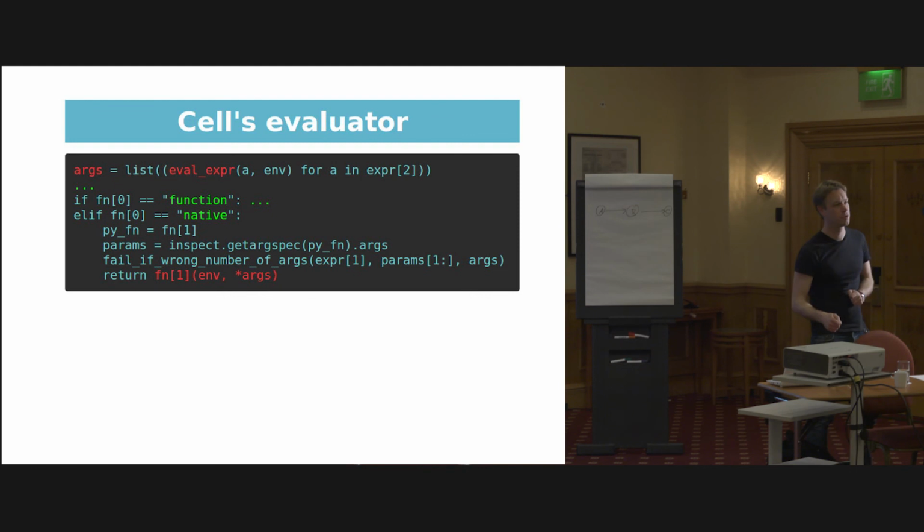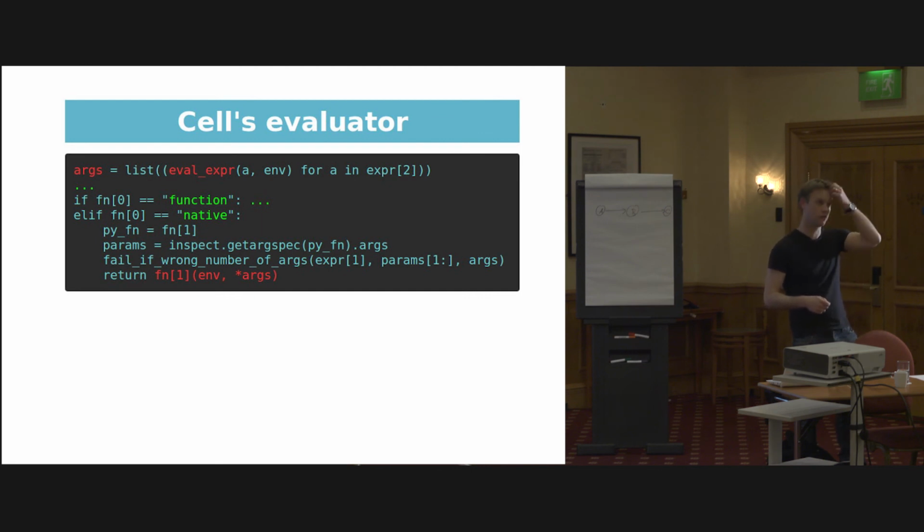The other thing that might happen is that we're calling a function that is native, so it's written in Python. That Python function is still there in this function definition object we're dealing with. So fun brackets 1 is actually a Python function in this definition. We check the number of arguments again, and then we call the Python function directly right there, just like that. But we pass in an extra argument because we need to know what environment we're operating inside.